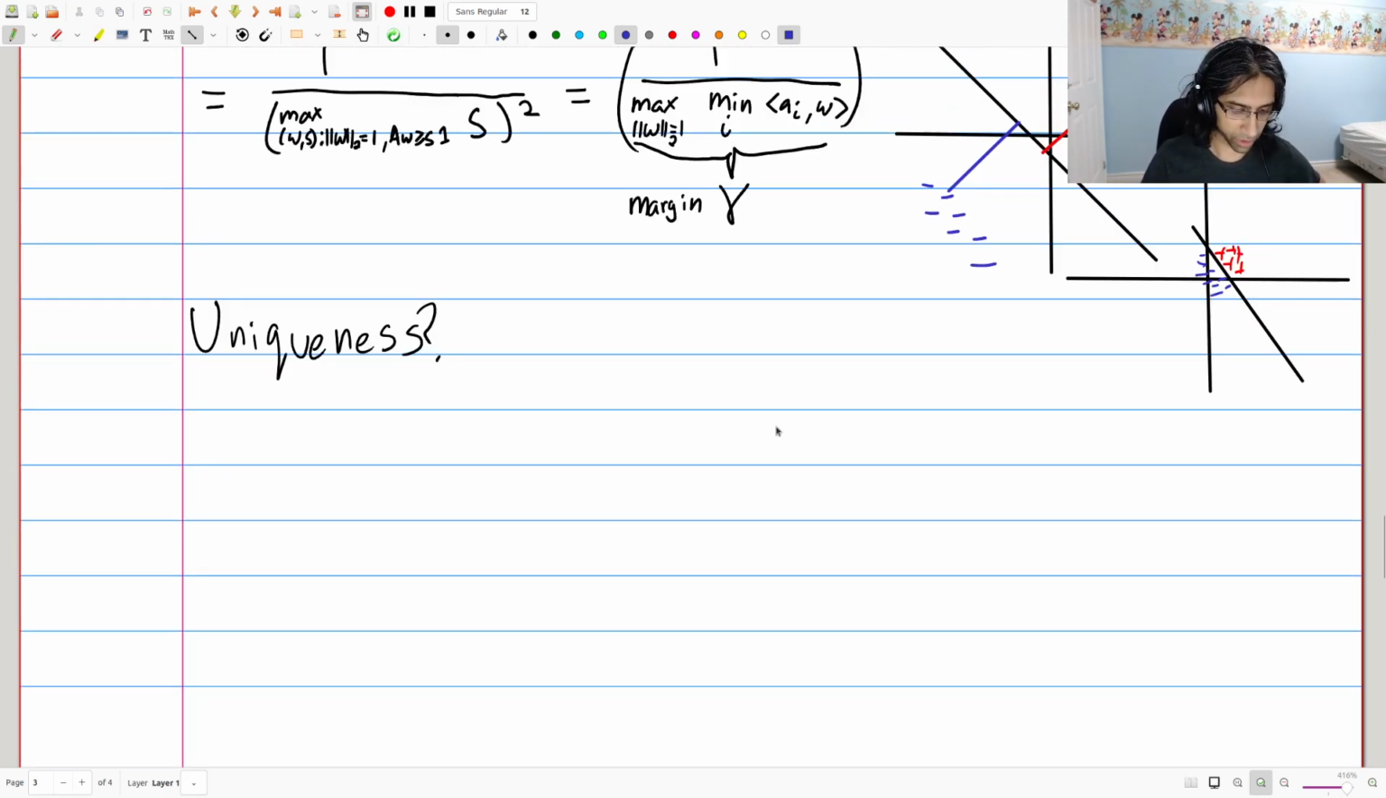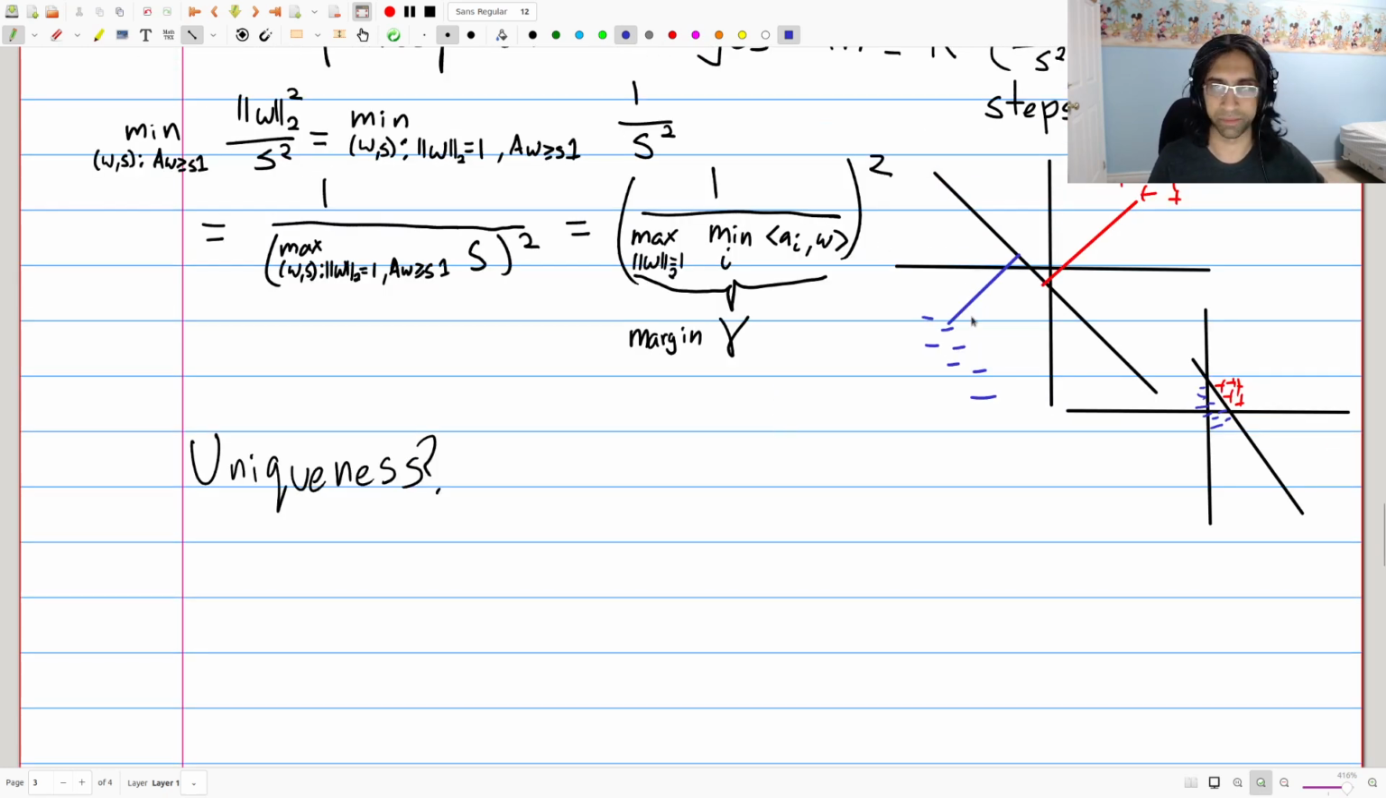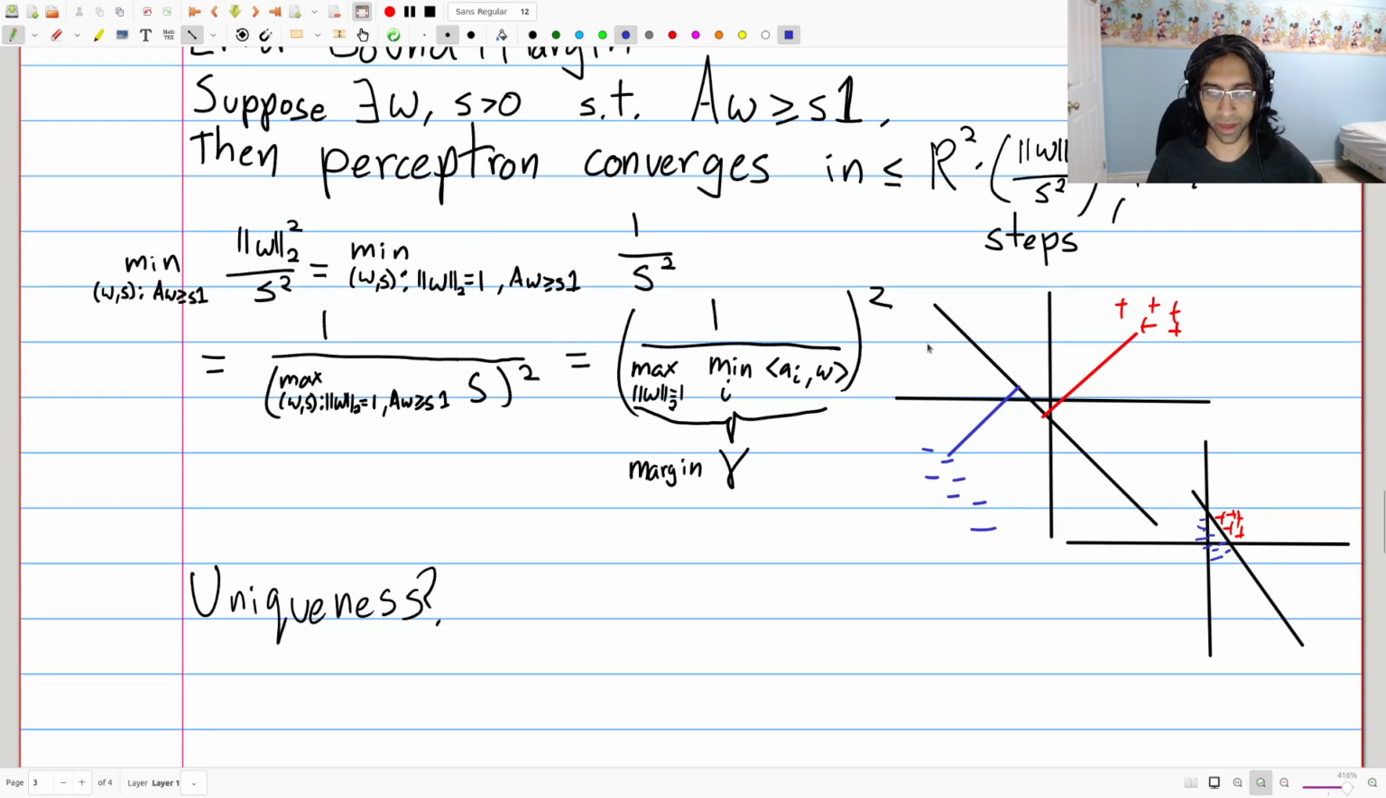Okay, I also want to comment on uniqueness, based on the discussion we've had so far. Is there going to be a unique solution to Perceptron or not? You can see that in linearly separable data sets, there's not generally going to be a unique linear separator. For example, in this data set, I can draw many different lines which work, and Perceptron doesn't really have many guarantees in terms of which one it finds.